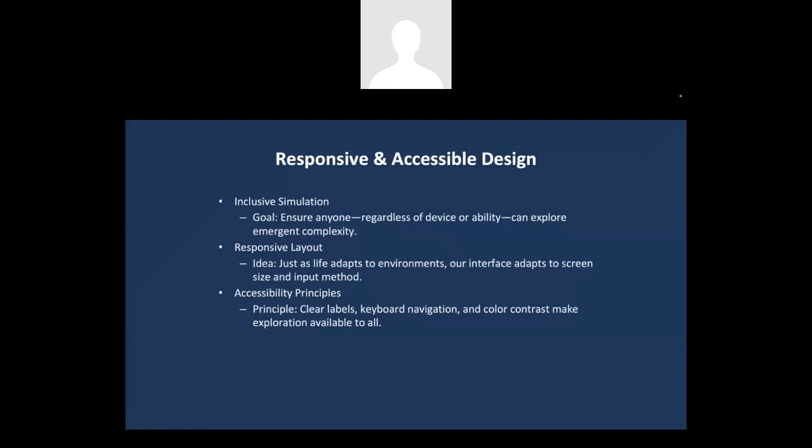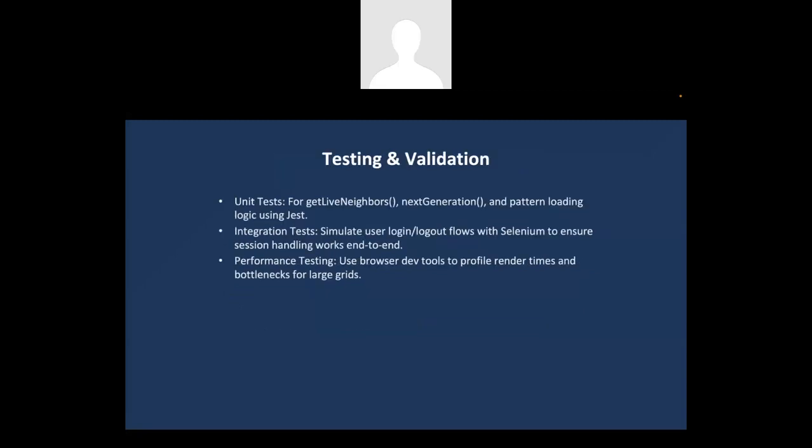So for responsiveness and accessible design, we've ensured that anyone, regardless of device or ability, can explore emerging complexity, and we have a responsive layout and all the principles are accessible as well. And we have also done testing and validation for our whole code. We performed unit tests, integration tests, and performance testing for various functions like get live neighbors, next generation, and so on.